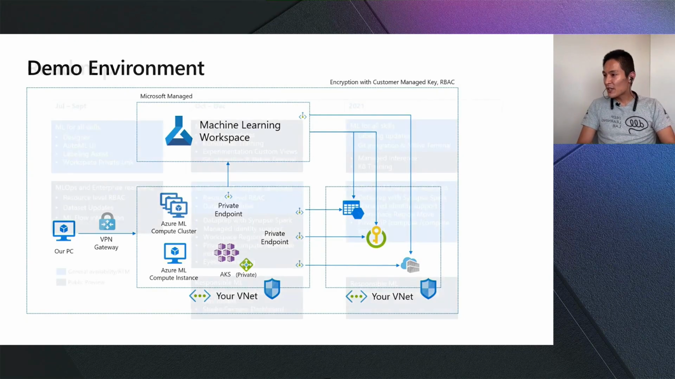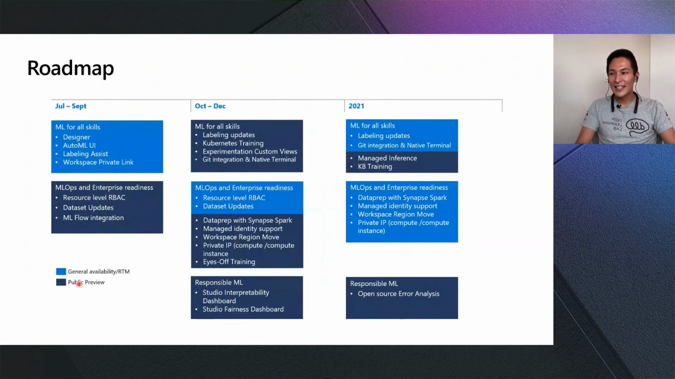So let's move on to the roadmap. So yeah, it is the Azure Machine Learning roadmap. It has not explained features, but as you can see, workspace private link GA, and you can also see resource level RBAC in here. So it will go GA in the next quarter, and private IP is here. So preview will start between October and December, and GA is targeted in 2021. So yeah, that's the roadmap we covered today.